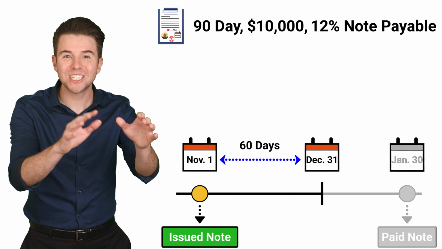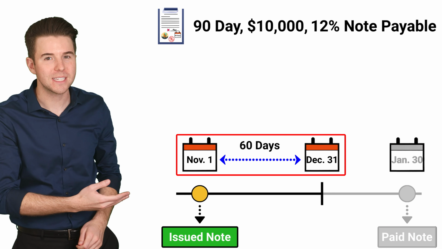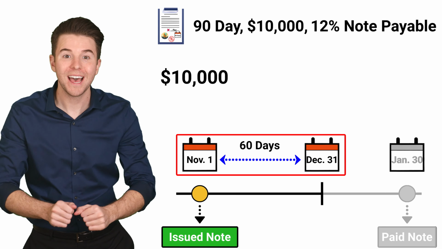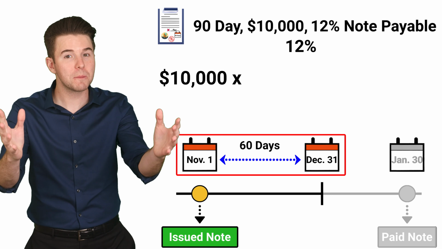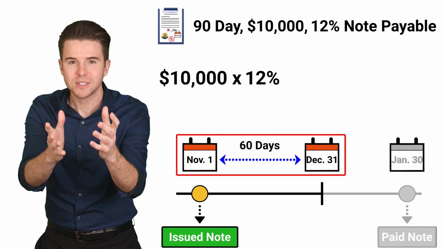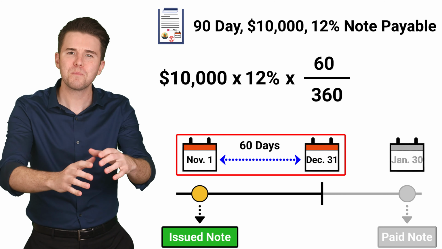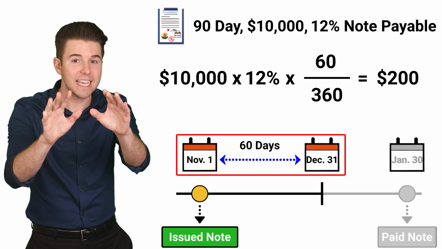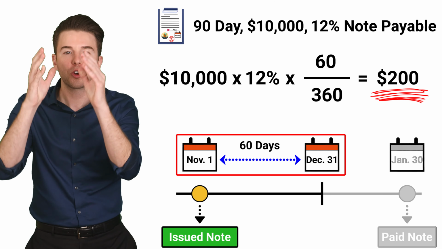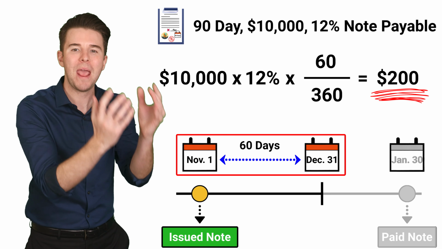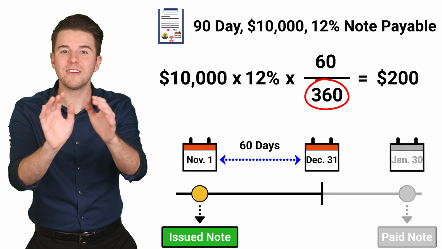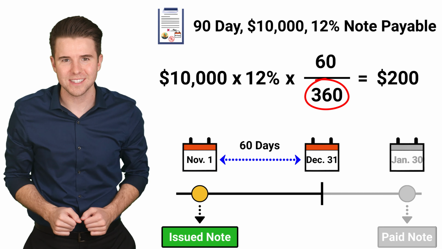Therefore, to compute interest expense between November 1st and December 31st, we take the principal of the note payable of $10,000, multiply it by the interest rate of 12%, and multiply that by 60 over 360 days. This gets us $200 of accrued, but not yet paid interest expense. We use a 360-day year called the banker's rule because it makes for easier calculations.